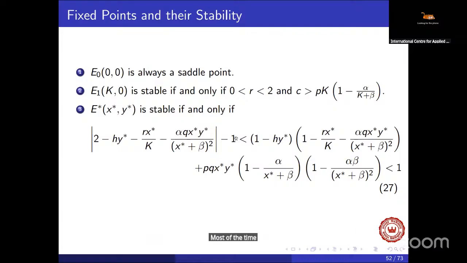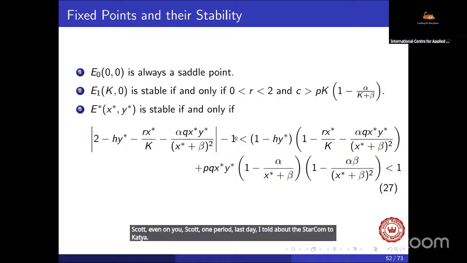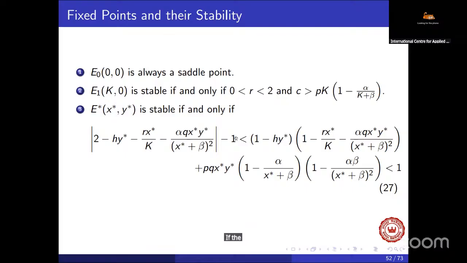And the interior equilibrium is stable if and only if the Schur-Cohn criteria hold. Last day I told about the Schur-Cohn criteria. What is the Schur-Cohn criteria? If the system is stable at that equilibrium point, the modulus of the trace of the Jacobian minus 1 is less than the determinant value of the Jacobian, which is less than 1, then the system is stable. That's why I repeated. First, the modulus of the trace minus 1 is less than the determinant of the Jacobian at the point (x star, y star), which is less than 1.